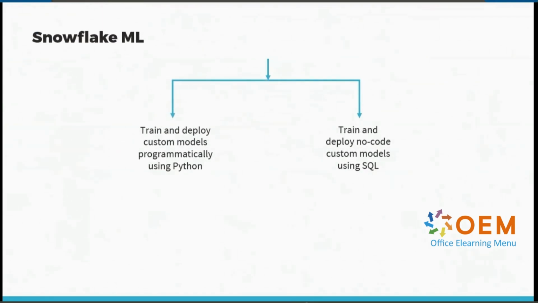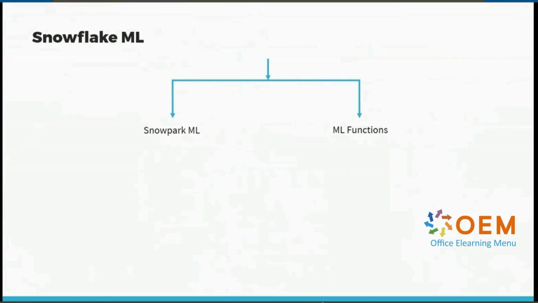Now, of course, the whole point of having a tree diagram is when there is so much information that we need more than one level, and that's why, as you might imagine, we've got to drill down into functionality within Snowflake ML. Here we have two broad choices: train and deploy models programmatically using Python or using SQL. These are the two choices, and the corresponding names are Snowpark ML, that's for the Python related stuff, and ML functions for everything that we can do from SQL.